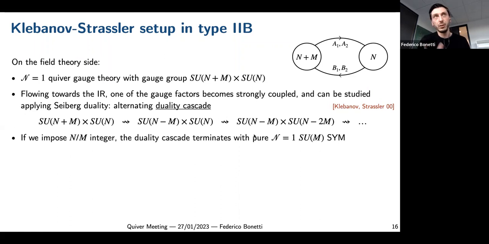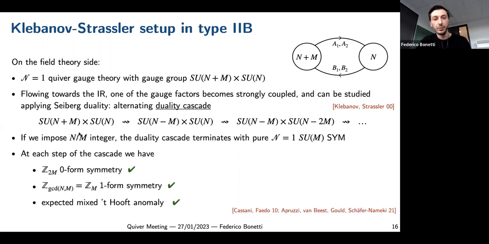it's not a holographic dual of pure super Yang-Mills on the nodes. However, you can be at your favorite step in the cascade, and the three ingredients that are really crucial for us, the zero-form symmetry, the one-form symmetry, and the mixed anomaly, are all visible. So that's why this construction works well for what we would like to do.